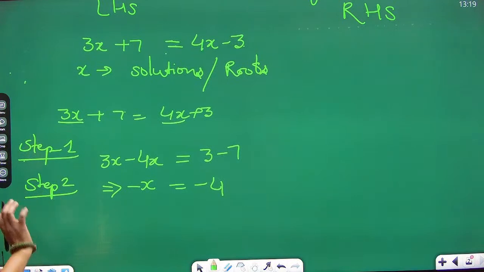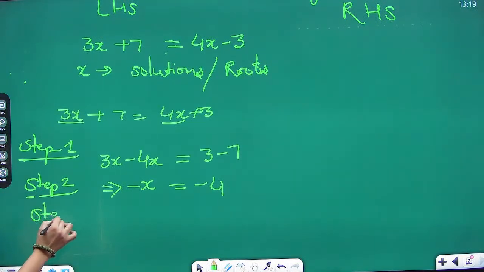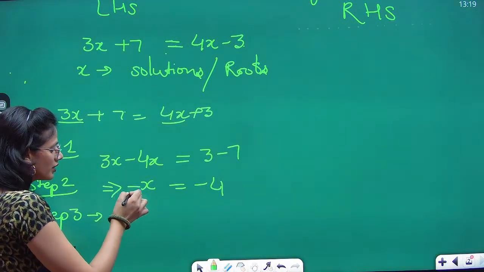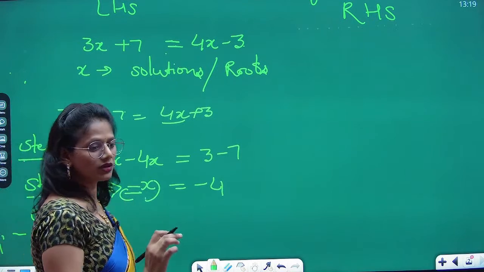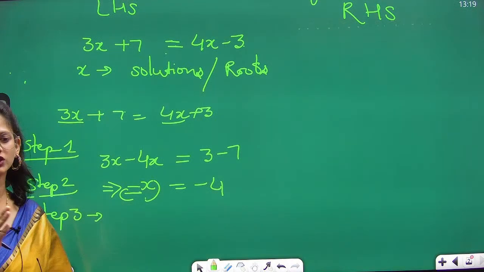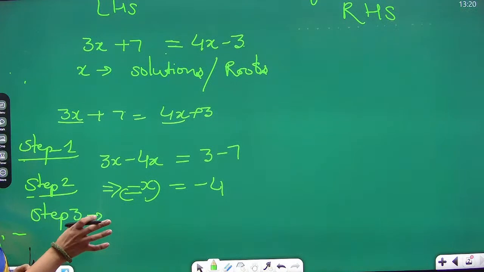Now, how will we solve further? Step 3 is जो भी आपका कोफिशिएंट है, कोफिशिएंट मीन्स अ नंबर विद वेरिएबल, जो वेरिएबल के साथ आपका नंबर है, दैट इज योर न्यूमेरिकल कोफिशिएंट. Divide both the sides with that coefficient so that you can take the answer in a single term.